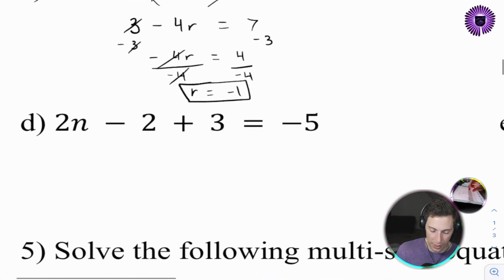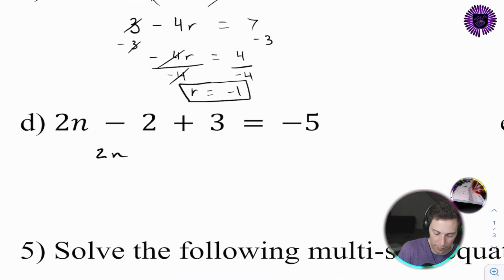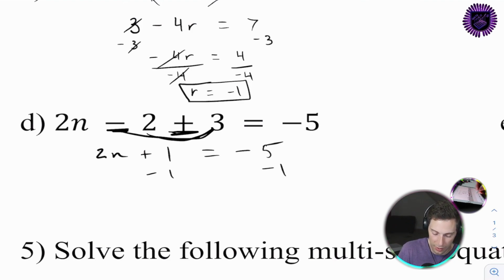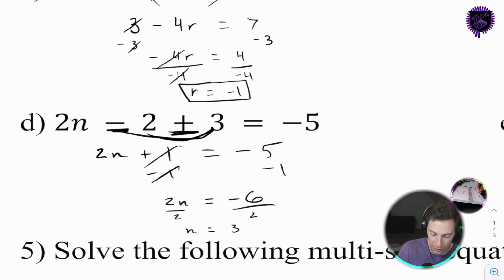Next one. Ooh, okay. So 2n plus 1, right? So this one and this one, negative 2 and positive 1 come together to create positive 1 is equal to negative 5. So we're going to subtract 1, and it says 2n is equal to negative 6, which we can divide both sides by 2, and n is equal to negative 3.